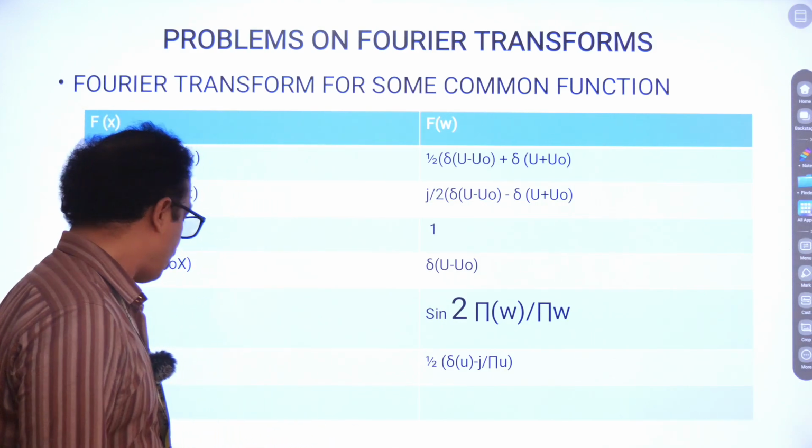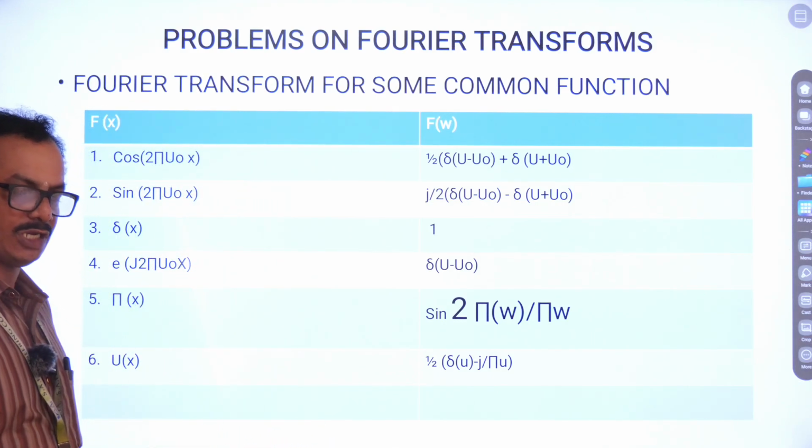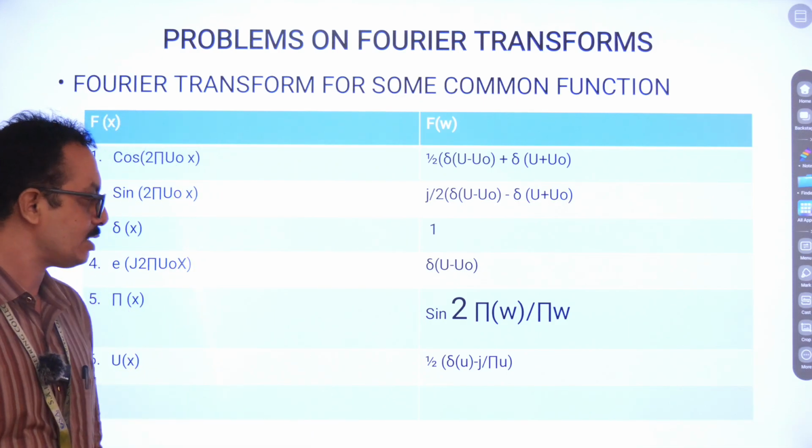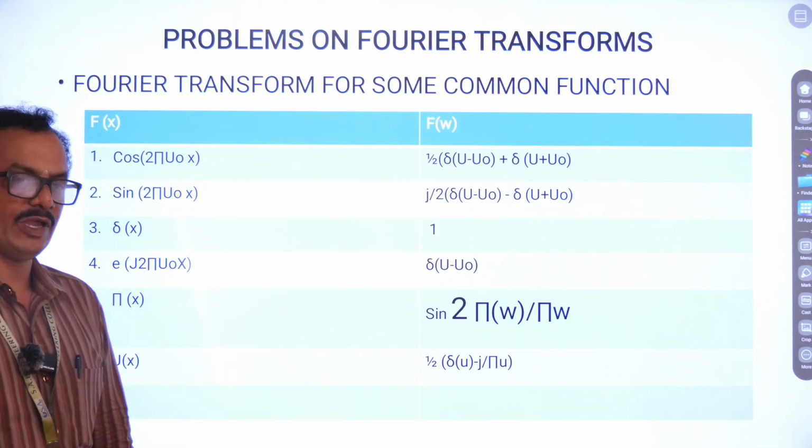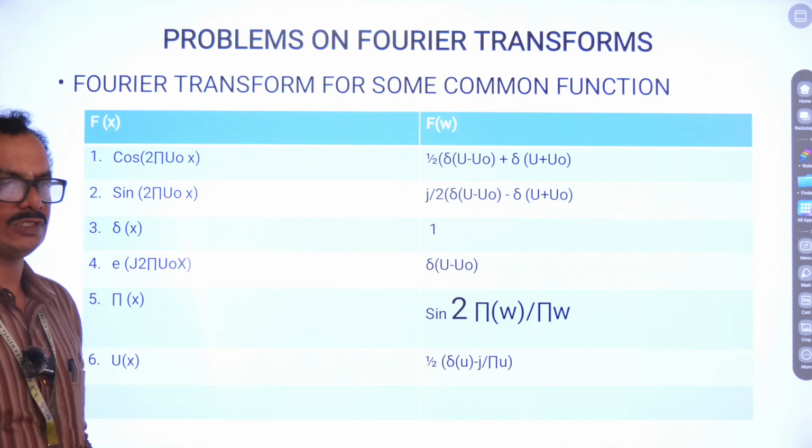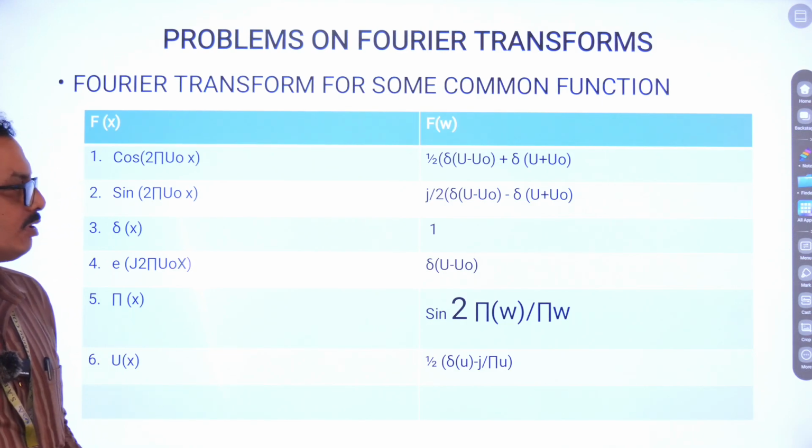Similarly, when I take the Fourier transform for the step signal, that is u of x, I am getting the answer as 1 by 2 del of u minus j by pi u. This is for quick reference; I have made it as a table. Kindly make a note of it.